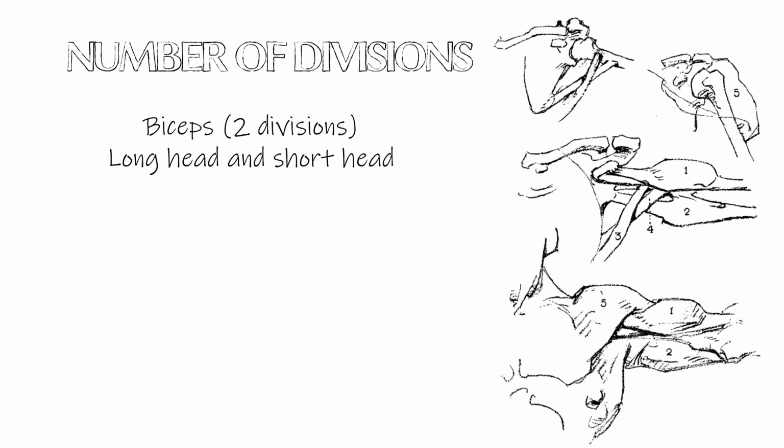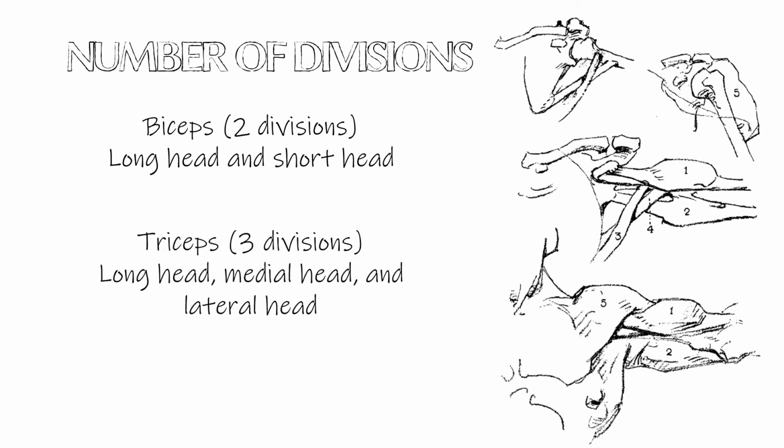Biceps. Okay, bi means 2. So the biceps have 2 divisions. That muscle basically splits into two parts, right? And the biceps have a long head and a short head. So that term bi is telling you that it has two divisions. It splits into two parts. All right. So it's a long head and a short head in this case.